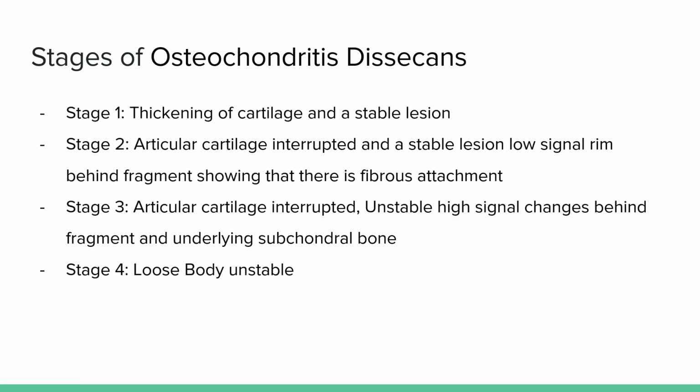The stages of osteochondritis dissecans. Stage 1, thickening of cartilage and a stable lesion is formed. Stage 2, articular cartilage interrupted and a stable lesion, low signal rim behind a fragment showing that there is fibrous attachment. Stage 3, articular cartilage interrupted, unstable, high changes behind the fragment, underlying subchondral bone. Stage 4 is a loose body and is unstable.